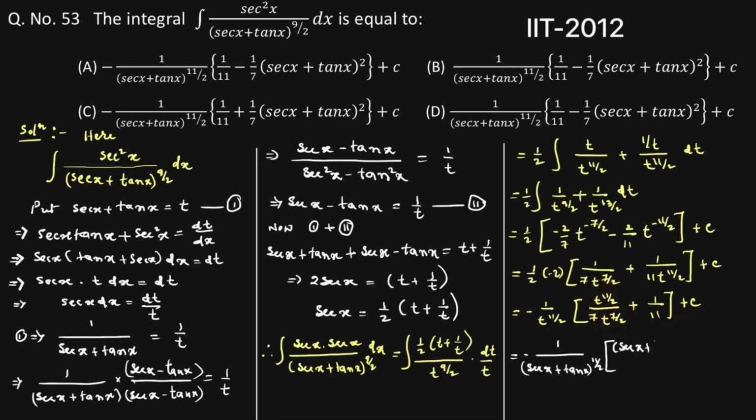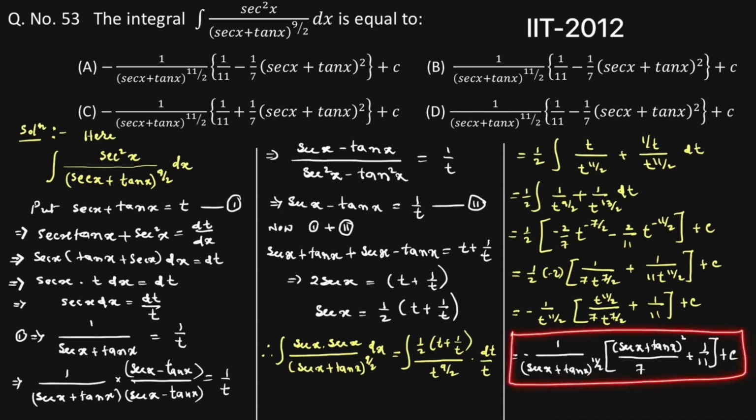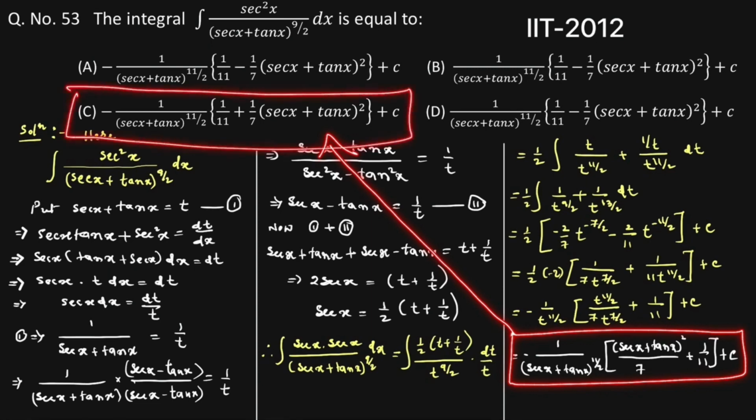Sec x plus tan x whole square divided by 7 plus 1 by 11 plus c. Therefore this is our answer. Option number C is our correct option.